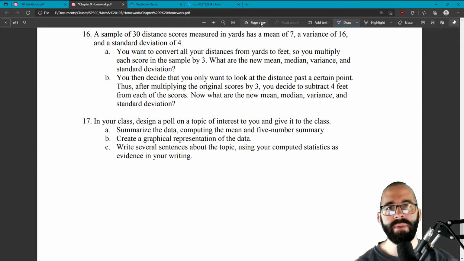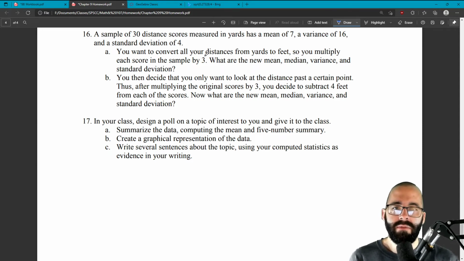We know their mean. The mean is 7 yards. Variance is 16 yards squared. And standard deviation is 4 yards. So on average, these distance scores are 7 yards, plus or minus 4 yards. We want to convert all these distances from yards to feet. So all of the data values, right? If there's a data value of 7 yards, it's now 21 feet, because 7 yards is 21 feet. We don't know the data values here, but we're multiplying every data value by 3.